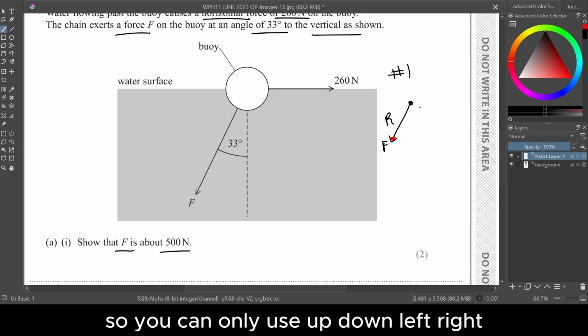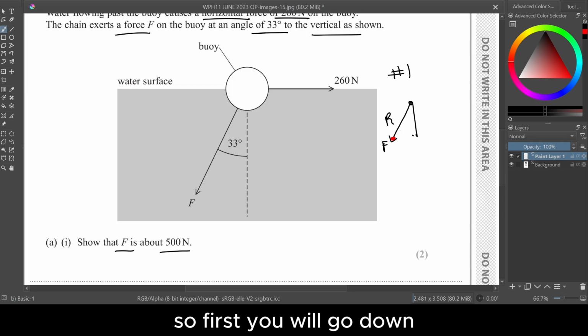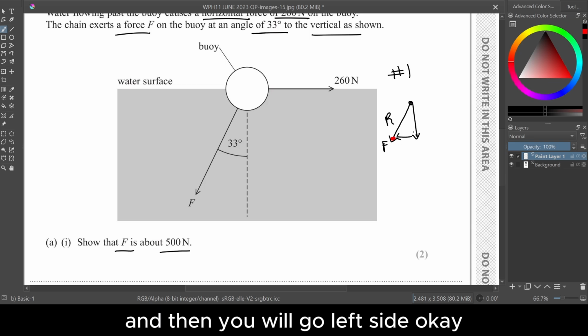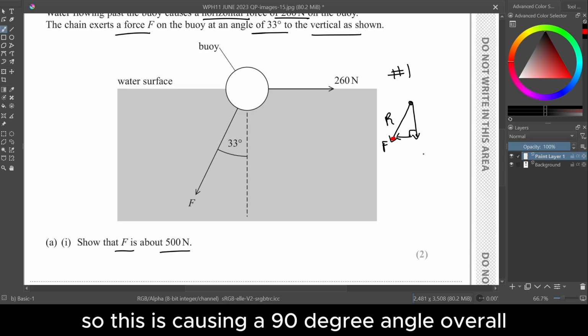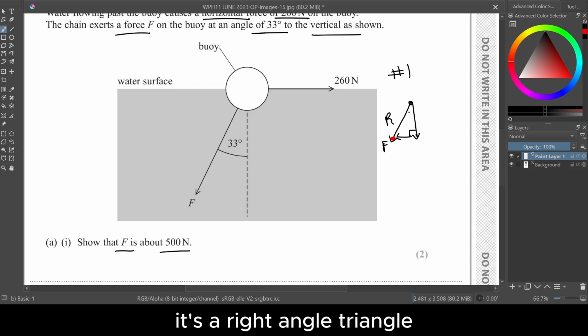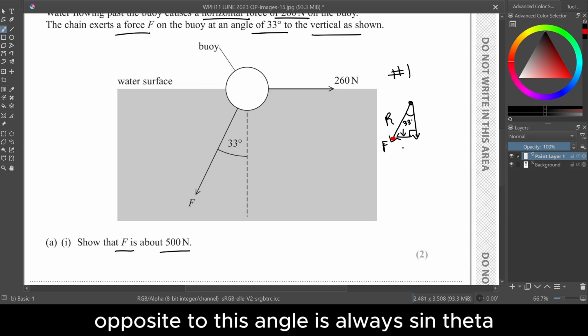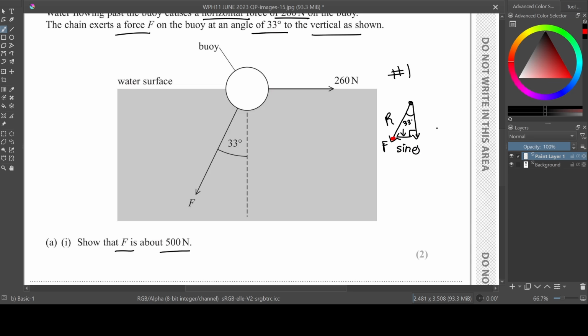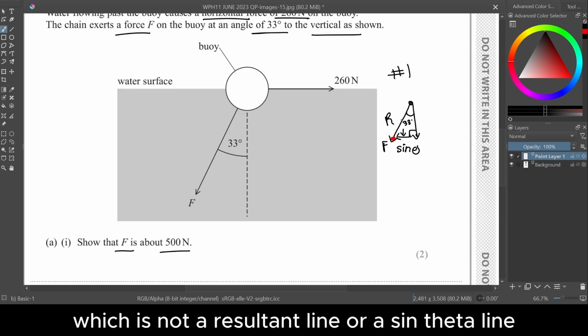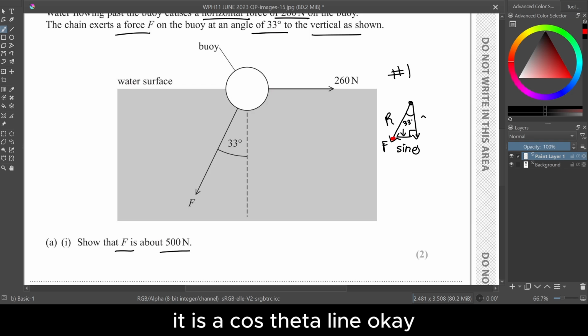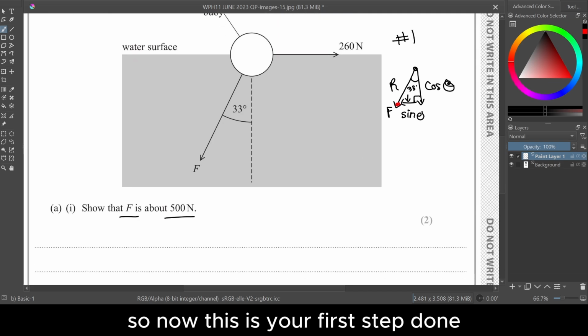So you can only use up, down, left, right. So first you will go down and then you will go left side. So this is causing a 90-degree angle. Overall it's a right angle triangle, and this is your angle 33° here. Opposite to this angle is always sine theta, and the line which is not a resultant line or a sine theta line, it is a cos theta line. Okay, so now this is your first step done.